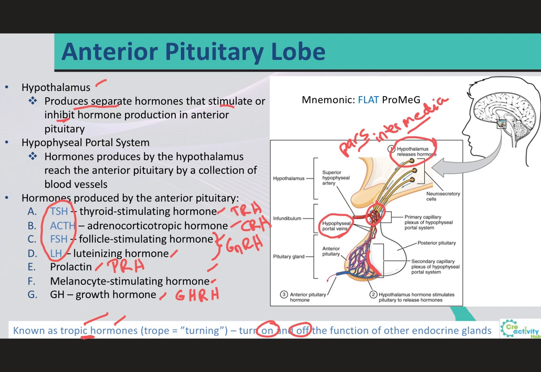It's a little bit hard to think about mnemonics for all these different hormones. This is the one that I like to use because FLAT will contain all your tropic hormones. So F for follicle stimulating hormone, L for luteinizing hormone, A for adrenocorticotropic hormone, and T for thyroid stimulating hormone. And ProMag will represent Pro for prolactin, Mag for melanocyte stimulating hormone, and the G for the growth hormone.